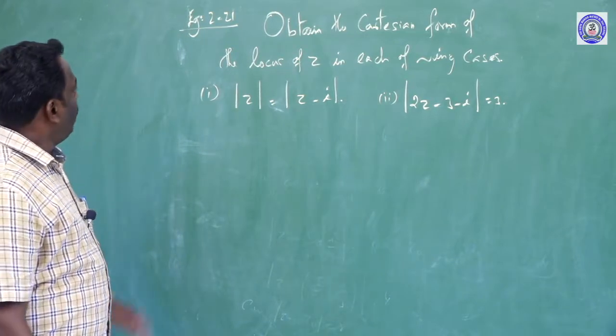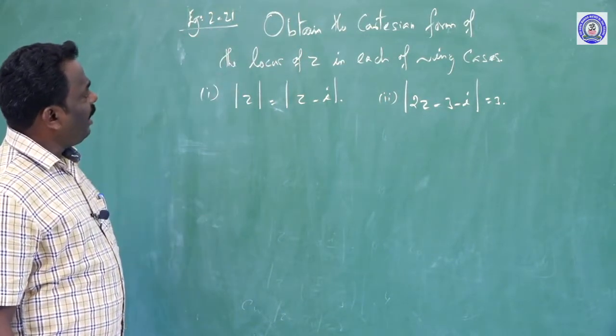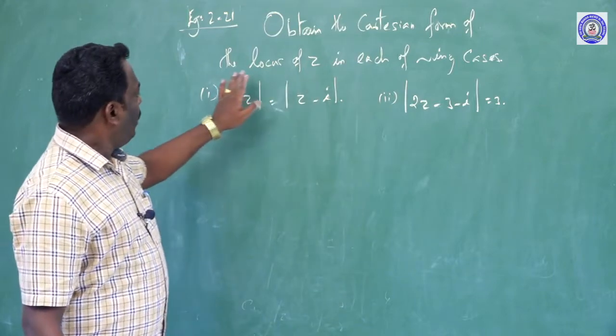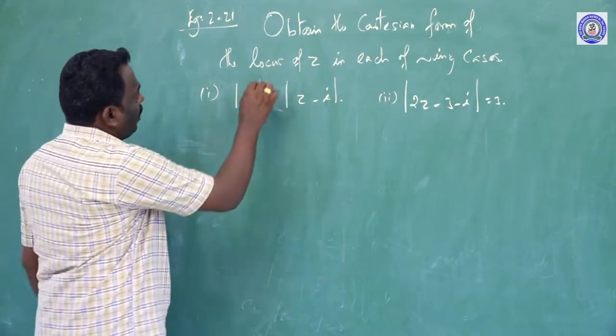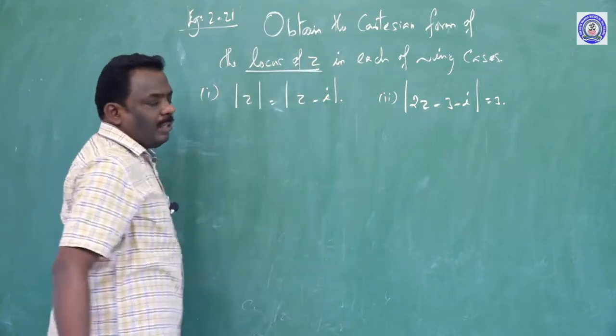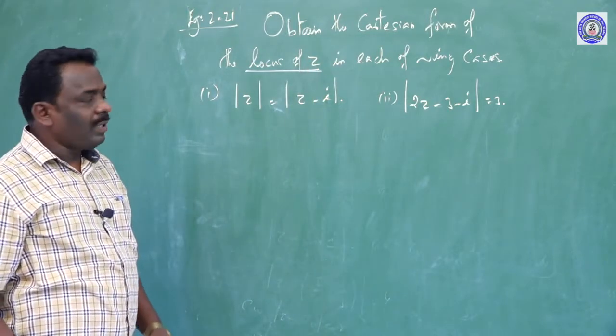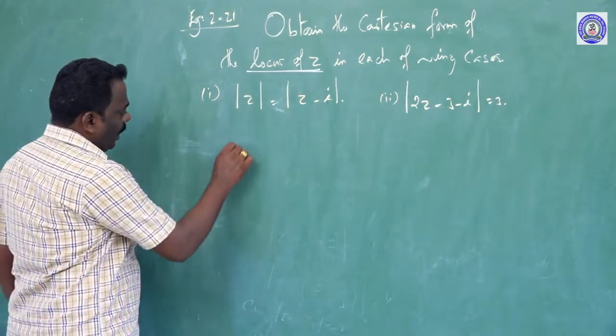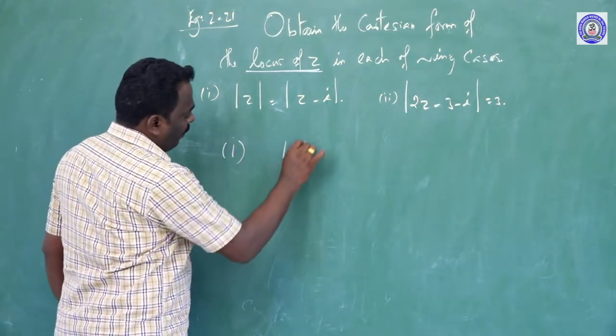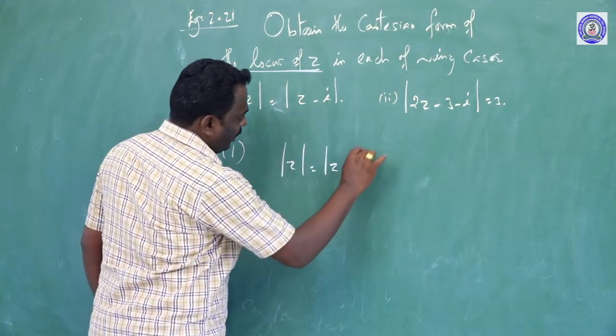Okay, see the next one. Example number 2.21. Obtain the Cartesian form of the locus of z in the following cases. Locus of z means the path of the complex number z. Consider the first one: modulus of z equal to modulus of z minus i.